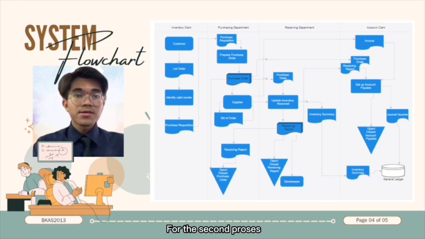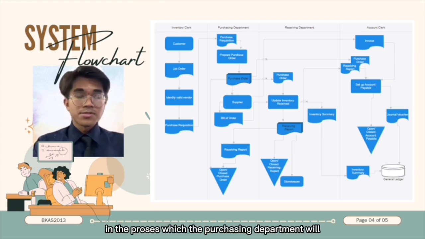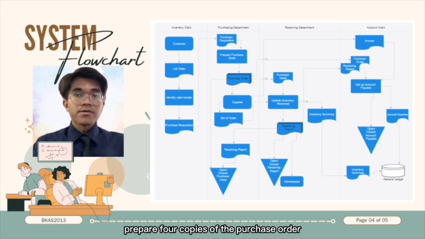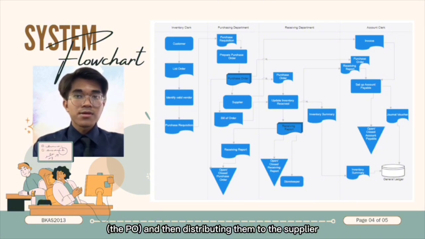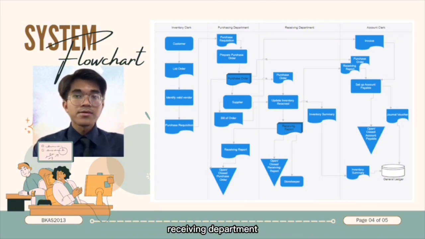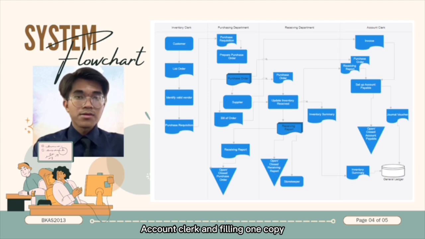For the second process, the purchasing department is involved. The purchasing department will prepare 4 copies of the purchase order, the PO, and then distribute them to the supplier, receiving department, account clerk, and file 1 copy within the department. The process will begin after the purchasing department receives the purchase requisition from the inventory clerk.